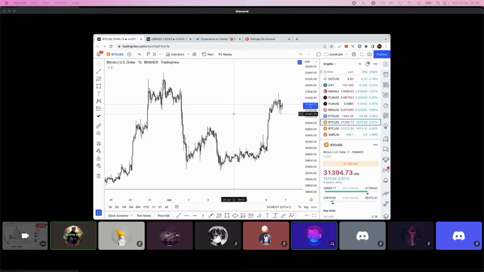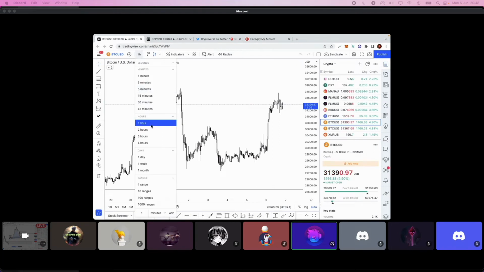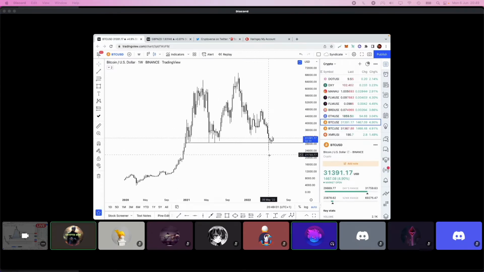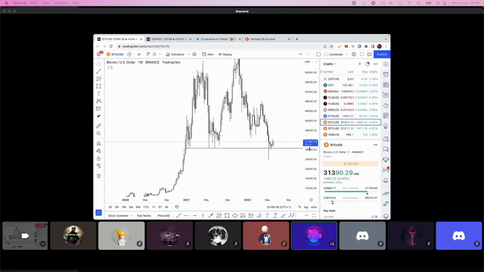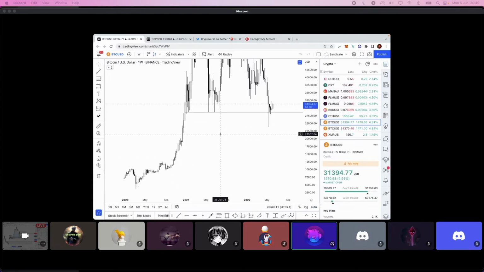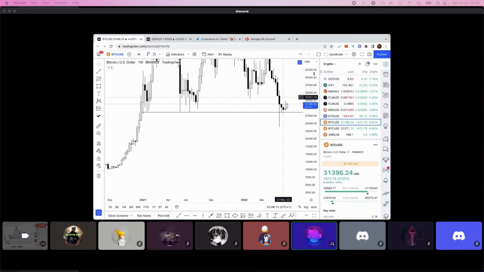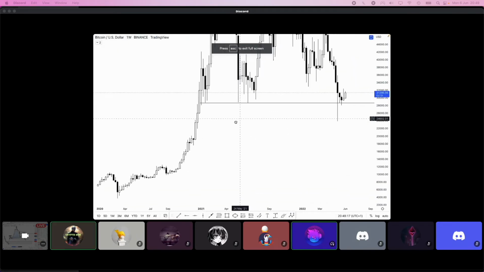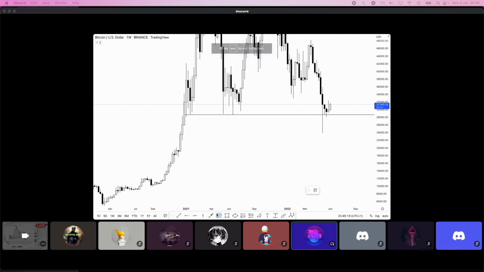Let's have a closer look. Long term for BTC, after this huge rejection here, where we've come to sweep all of these lows, and we've actually come into, I don't know if you noticed, right? I don't know if you guys noticed.